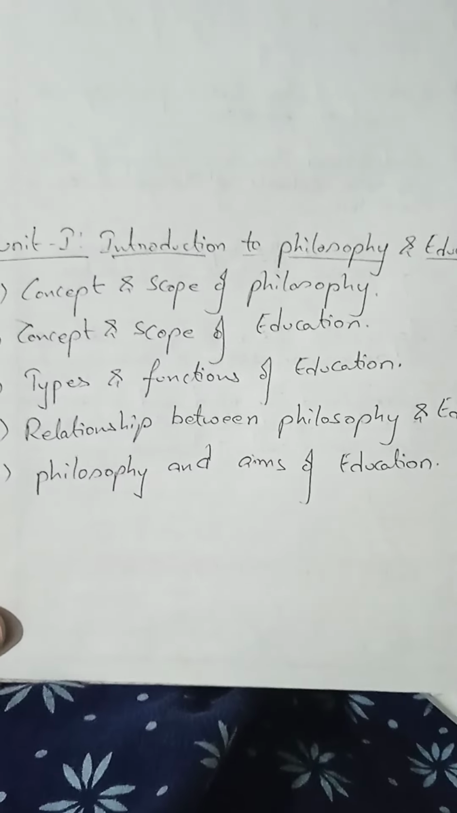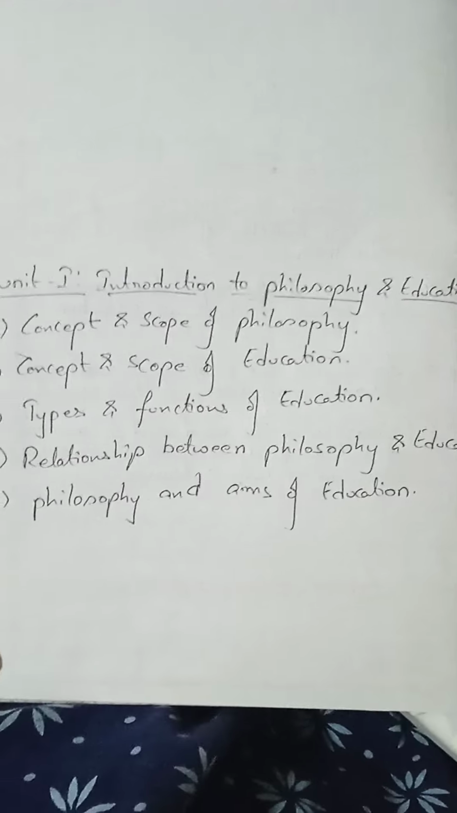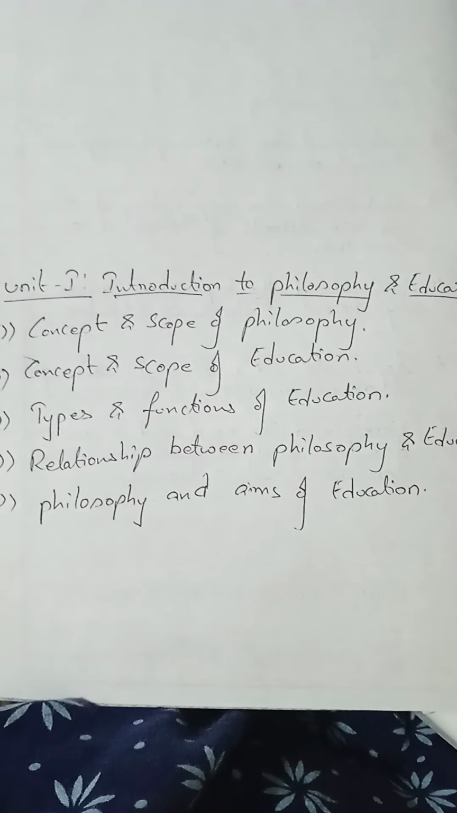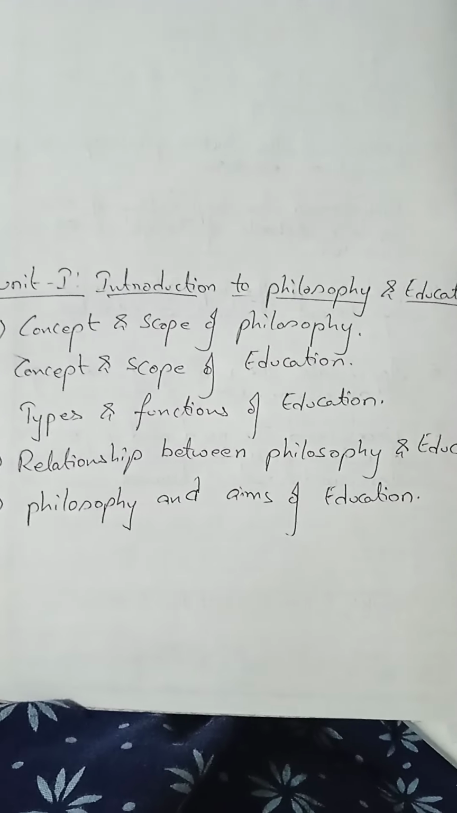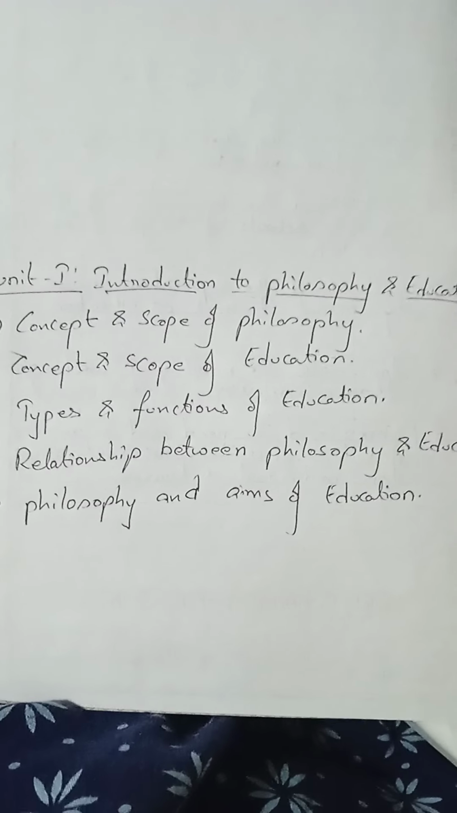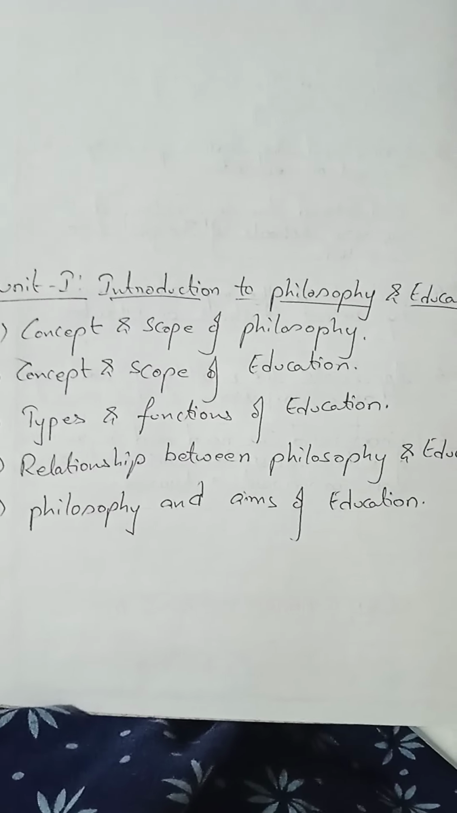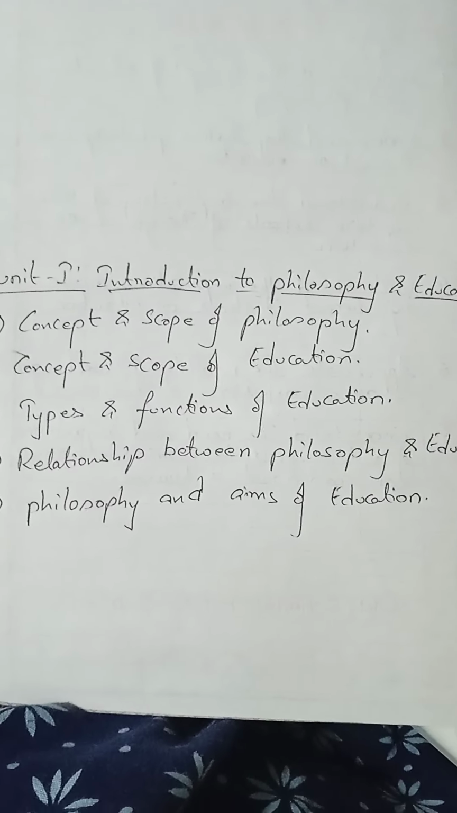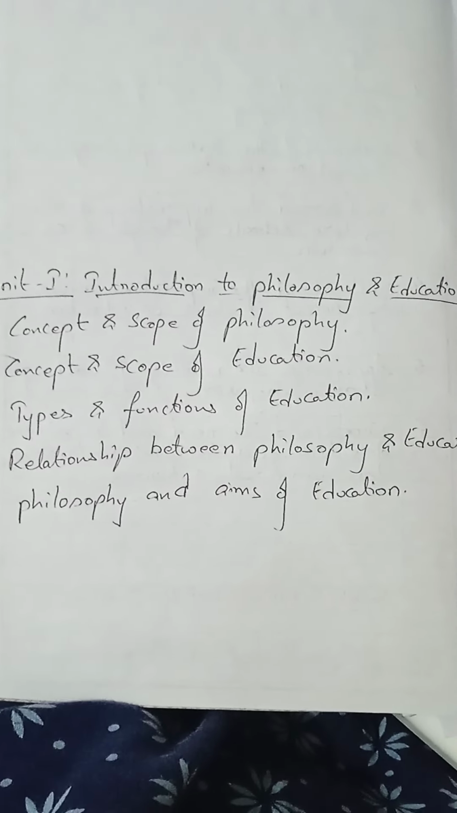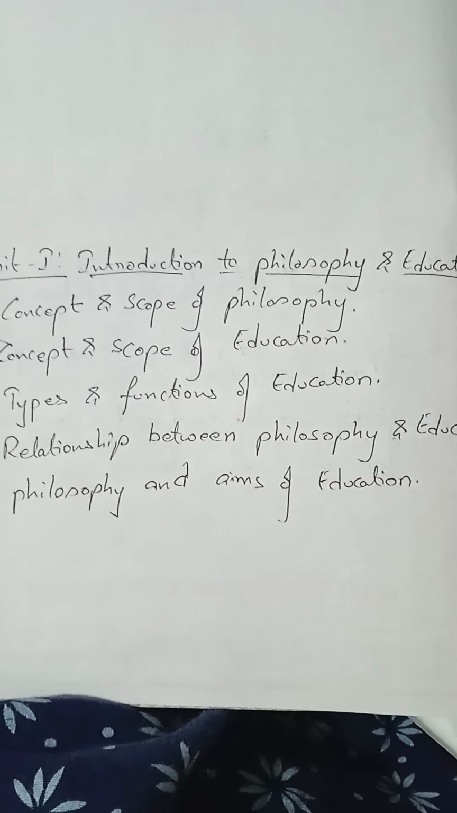This is the first unit syllabus. Unit 1 is Introduction to Philosophy and Education. There we can see some of the topics, namely concept and scope of philosophy, concept and scope of education, types and functions of education, relationship between philosophy and education, and philosophy and aims of education. These are the topics of Unit 1.